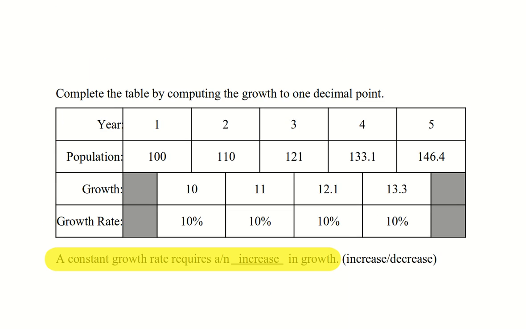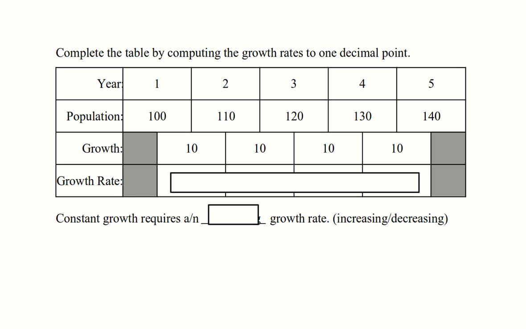Now let's look at another example. So taking a look at this first example, we're asked what happens when the amount of growth is constant. So here the growth is 10 people every year. So notice how in the first year the population went from 100 to 110, then 110 to 120, 120 to 130, 130 to 140. And so we ask the question, what must the growth rate be? Well, in the first year, notice that 10 is 10% of 100. So the growth rate in the first year was 10%.